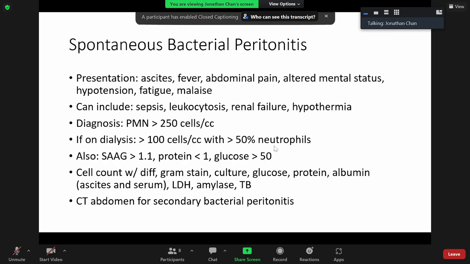You also want to do a CT scan for patients with any kind of ascites in their belly to check for any secondary causes of bacterial peritonitis, including a bowel perforation or an intra-abdominal abscess. In patients with a secondary bacterial peritonitis, protein is usually greater than 1 and glucose is less than 50. So it's a little bit of an opposite of what we see compared to the spontaneous condition.